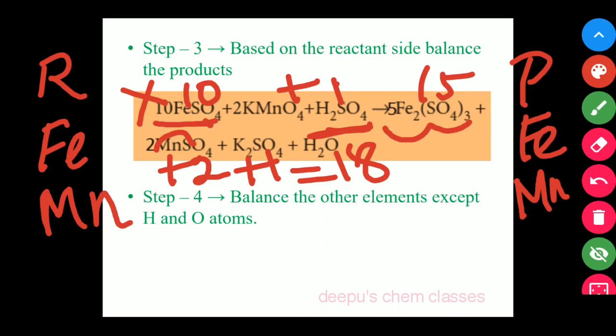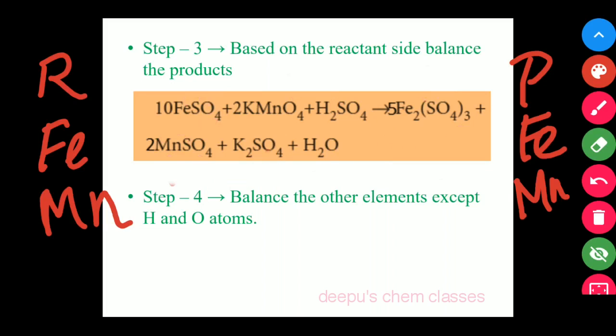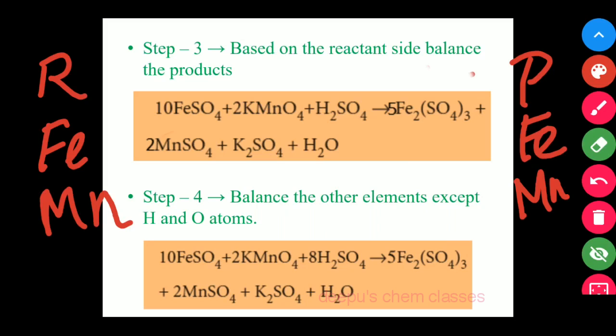If we put 8 before sulfuric acid, then sulfur will be balanced on either side. So now sulfur is balanced.